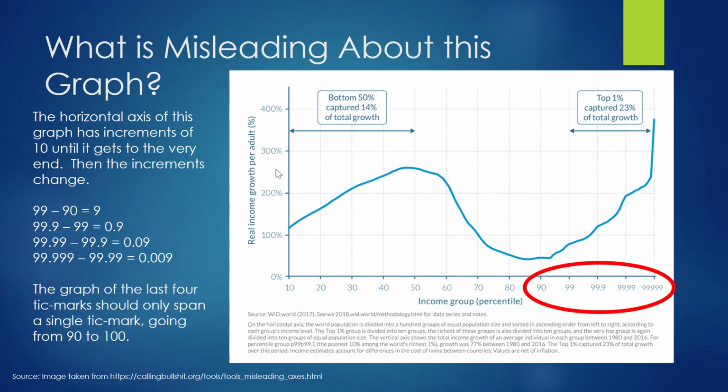The graph of the last 4 tick marks really should only span a single tick mark, which should go from 90 to 100. That means that this line over here should not really be visible at all. The graph should go right from here, and then it should go all the way up here in the span of a single tick mark.